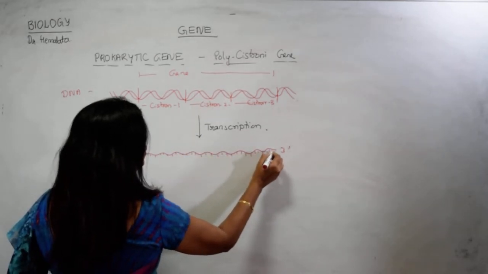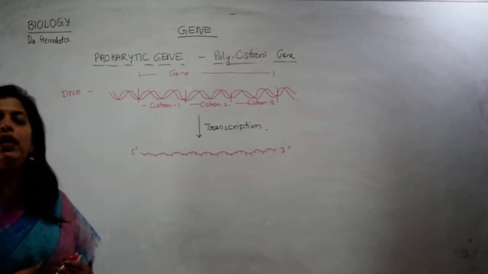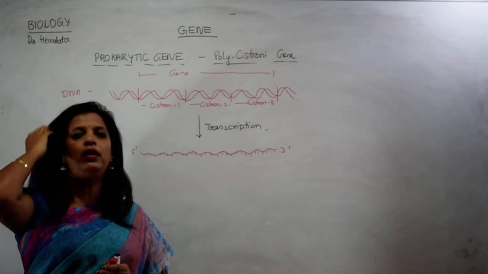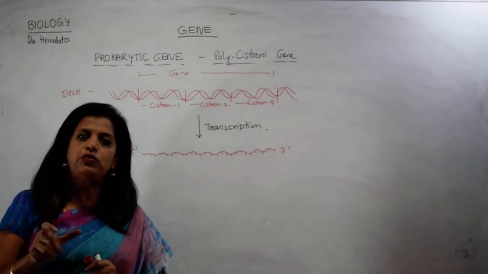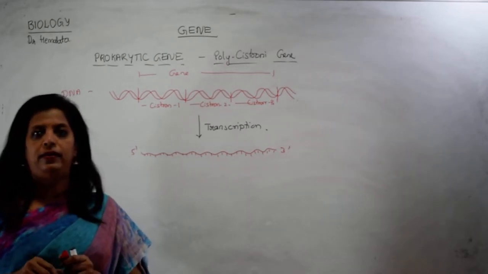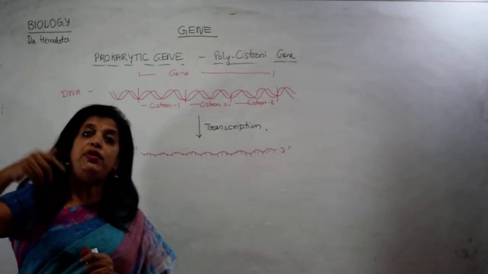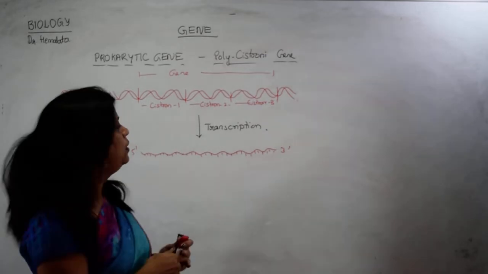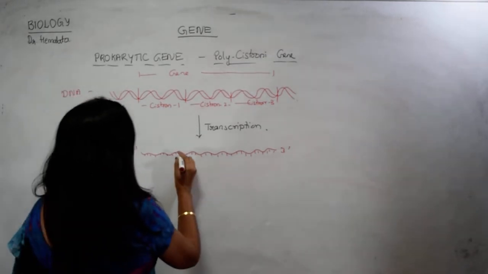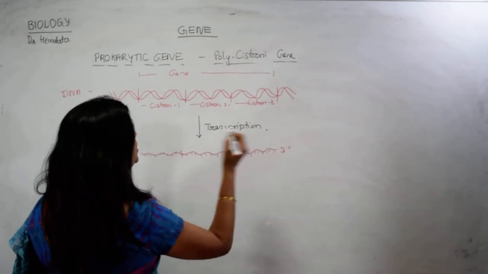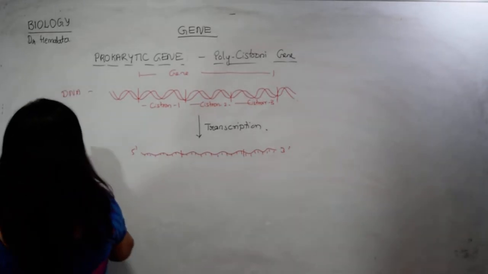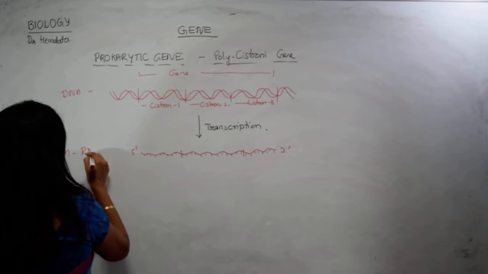In prokaryotes, you don't have anything called exons and introns, because introns are the internal sequences of DNA that are not coding, and that is true only of eukaryotes. In prokaryotes, they are not there. All are coding sequences. This one is for cistron 1, from here to here cistron 2, here cistron 3. This is the structure of an mRNA, messenger RNA.